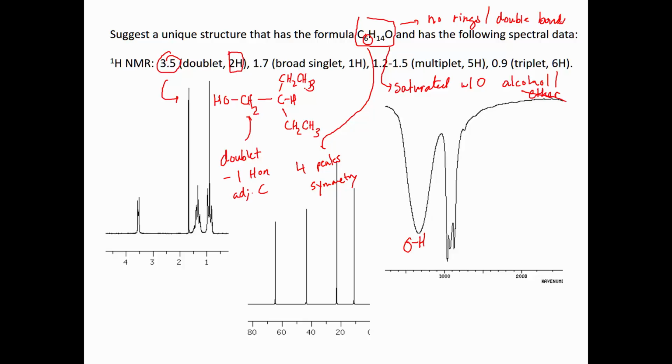Okay, so we have a triplet, 6 hydrogens. Each of these CH3 groups is a triplet, and when you add 2 of them together, you get 6 hydrogens. Each of these CH2 groups should be, well, actually they're overlapping. All 5 of these hydrogens overlap, so there's not really much definition there. That ends up being a multiplet, but this is the only structure that works.